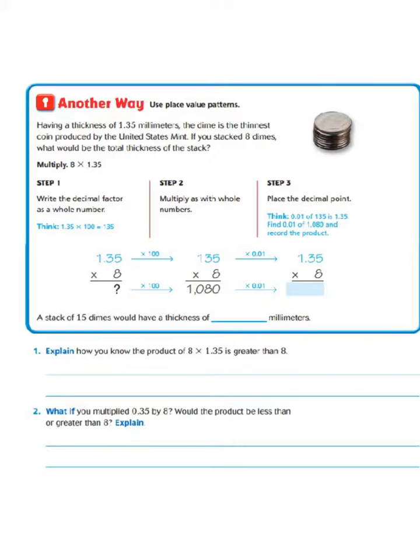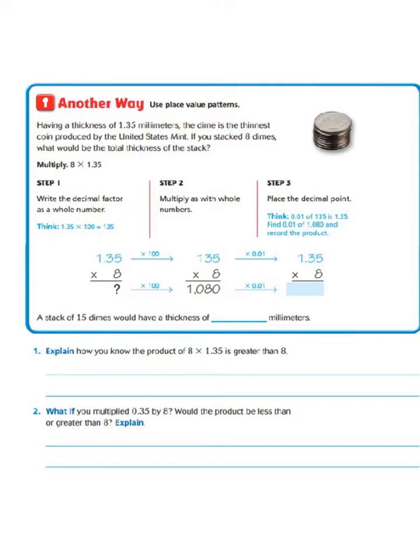Now, let's look at another strategy we have for multiplying with whole numbers and decimals. Let's take a look at our second word problem. It says, having a thickness of 1.35 millimeters, the dime is the thinnest coin produced by the United States Mint. If you stacked 8 dimes, what would be the total thickness of the stack?